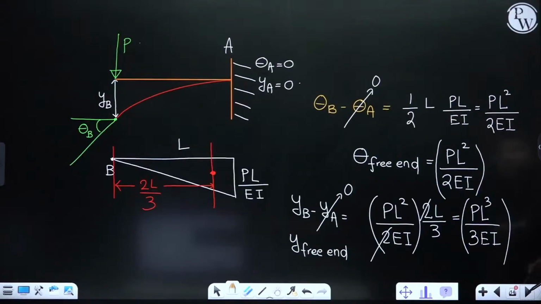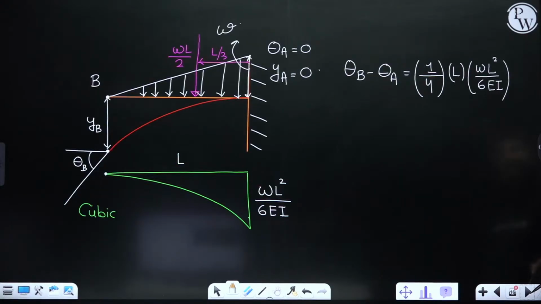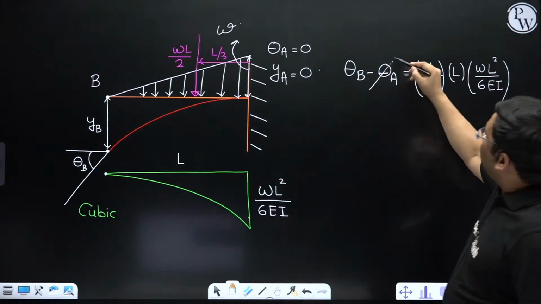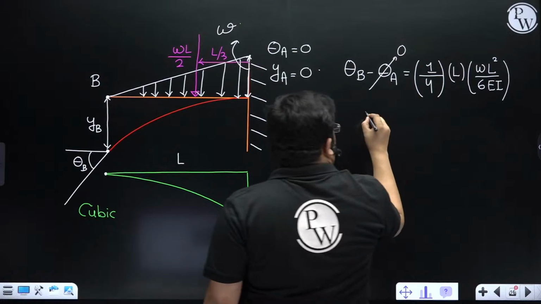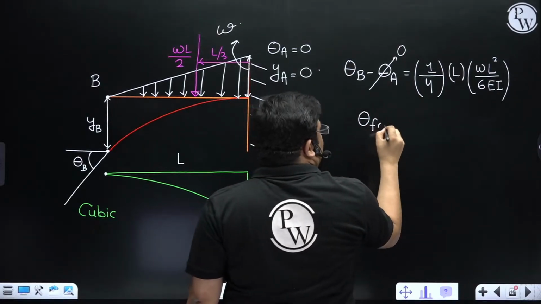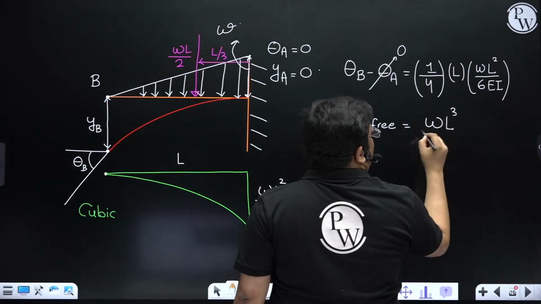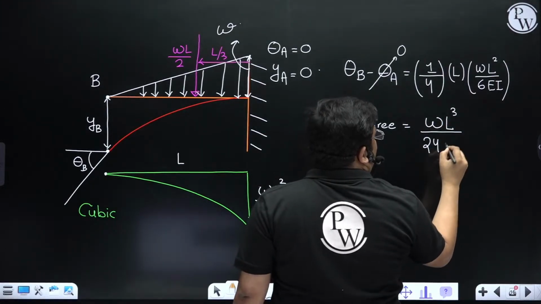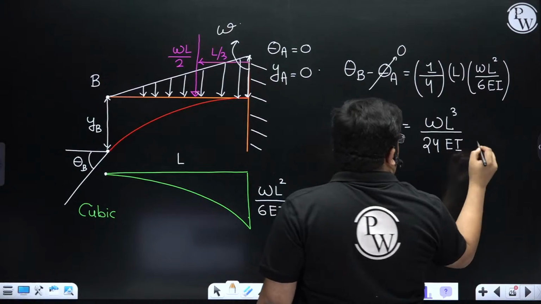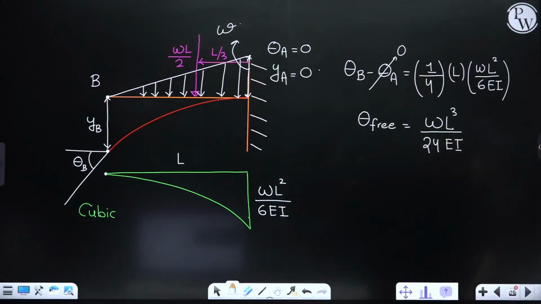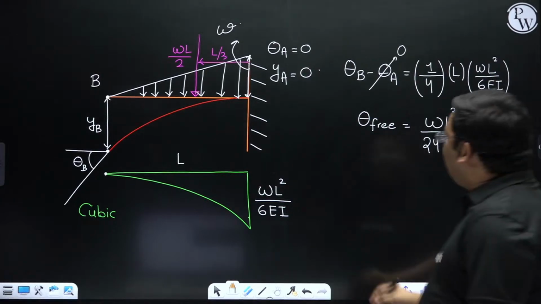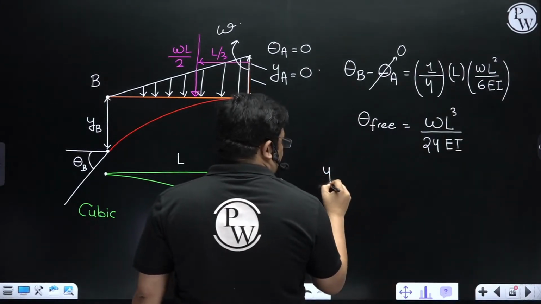Yes, very good. So I can write this down as this one, and here is 0. So I can say what is the slope at the free end? Very easy. It is WL cube by 24 EI. Yes, WL cube by 24 EI. Very easy.